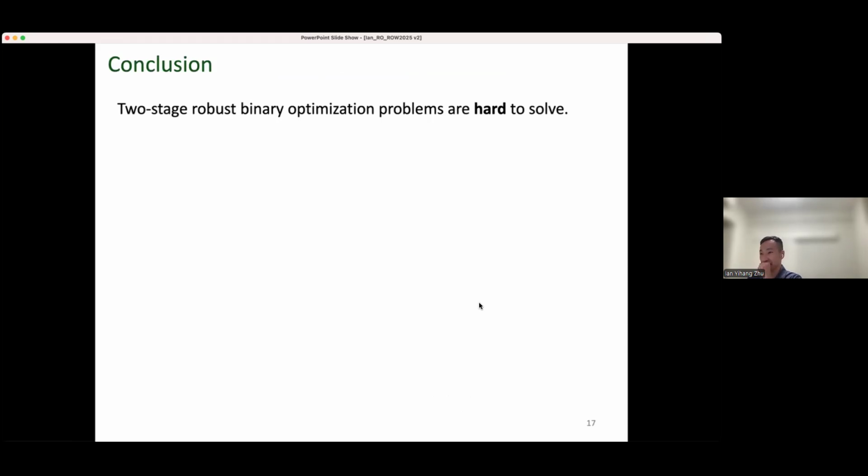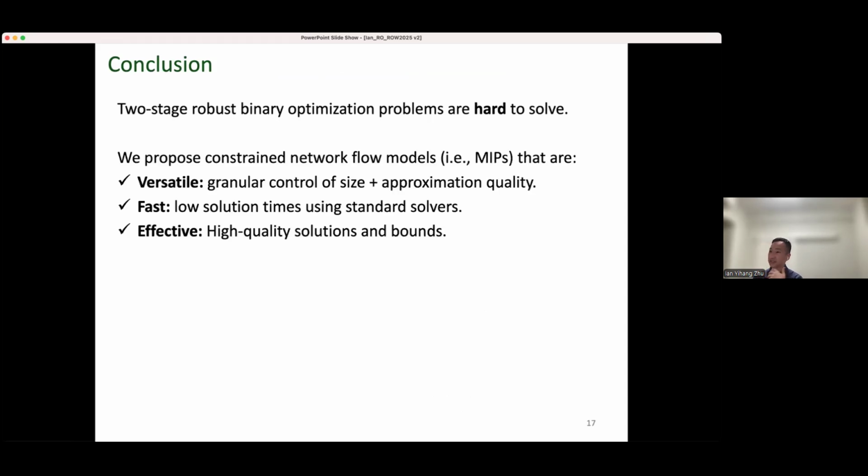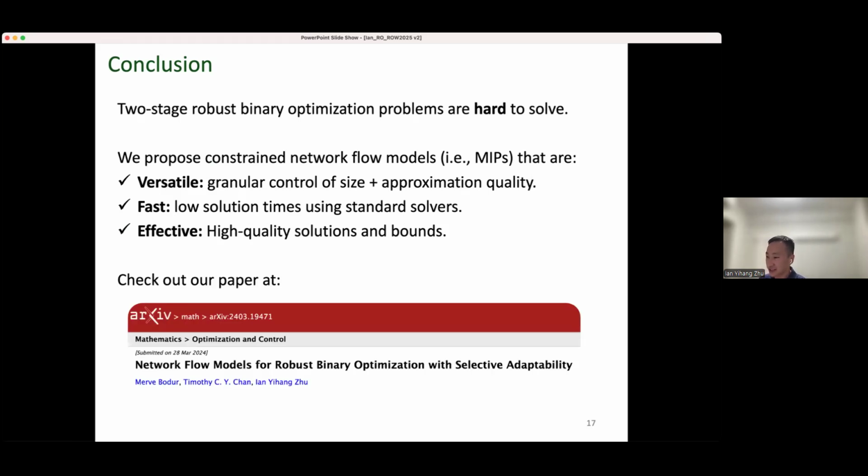Okay, so that's basically it. In conclusion, 2-stage robust binary problems are very difficult to solve. In this talk and in our paper, we propose these constrained network flow models, which you can reformulate as mixed integer programs, which we show are versatile because you can control the size and the approximation quality. They're fast to solve and easy to implement in standard solvers, and we showed that they're very effective in generating good solutions and bounds.